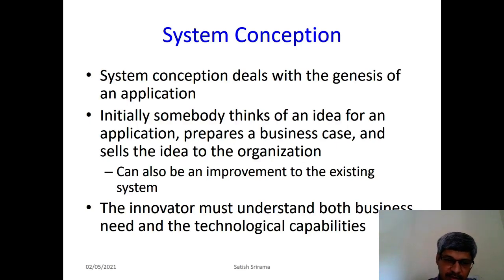The interesting thing about system conception is the innovator must understand both the business need and also the technical and technological capabilities of that particular type. That is actually important to remember. He has to understand both business need and technological capabilities.